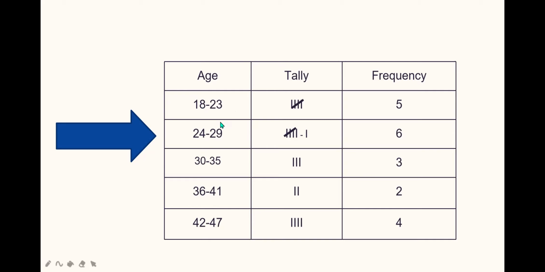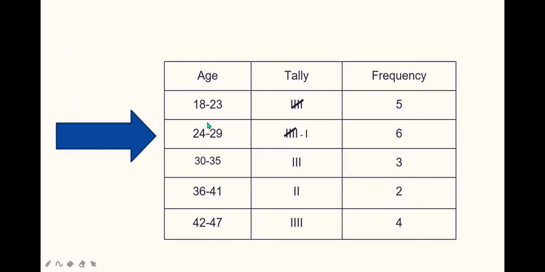Now, sir, how about the number of classes? The number of classes is 1, 2, 3, 4, 5. Meaning, your number of classes must be equal to 5, and your class width or class interval is equal to 6. So the smallest number is 18, plus 5, that is 23. So that is 6 as our interval or I.